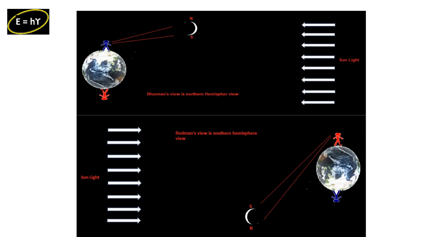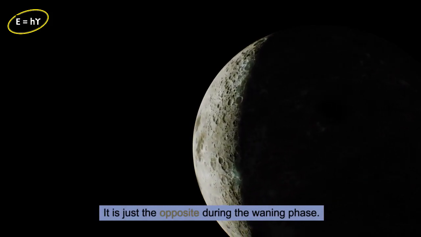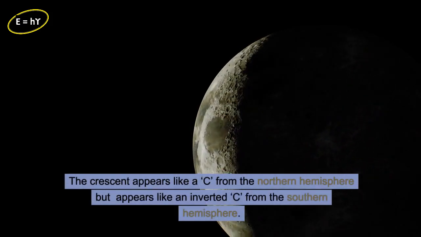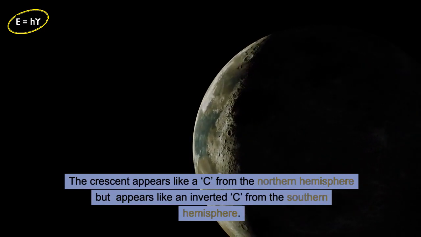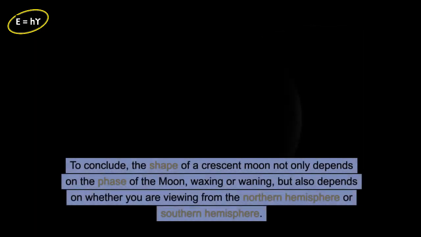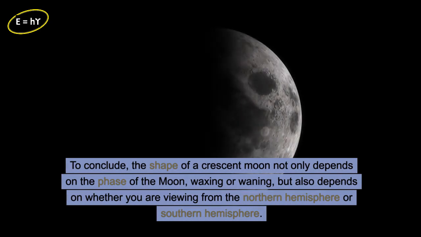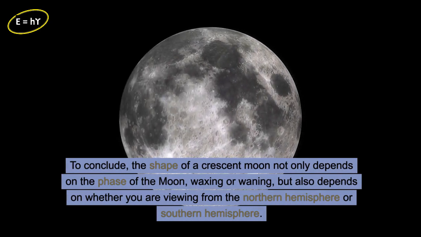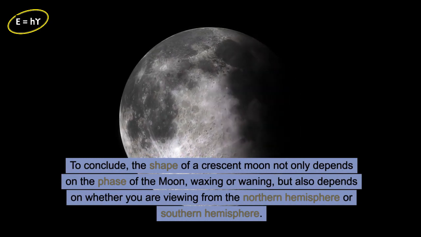So, from the northern hemisphere the waxing crescent appears like an inverted C, while its shape is like a C from the southern hemisphere. It is just the opposite during the waning phase. The crescent appears like a C from the northern hemisphere but appears like an inverted C from the southern hemisphere. To conclude, the shape of a crescent moon not only depends on the phase of the moon, waxing or waning, but also depends on whether you are viewing from the northern hemisphere or southern hemisphere.